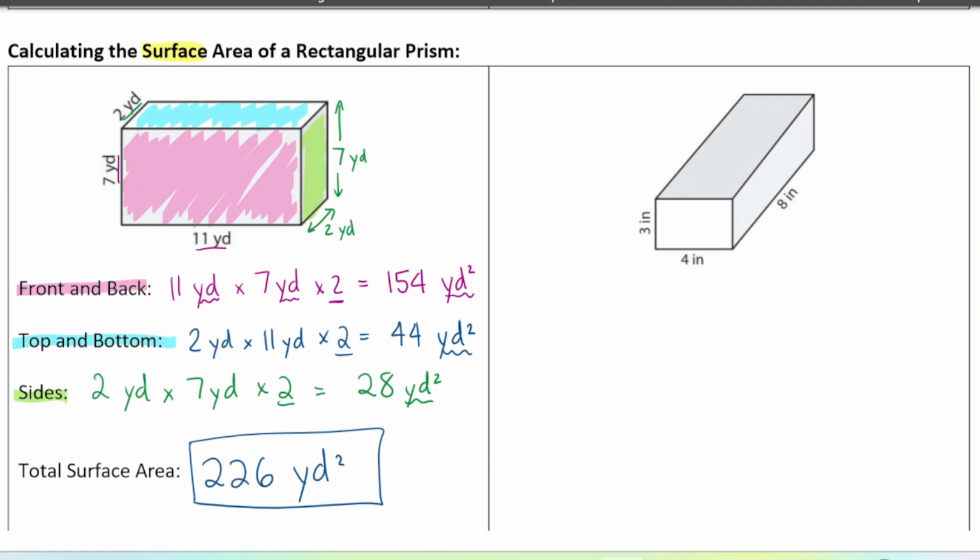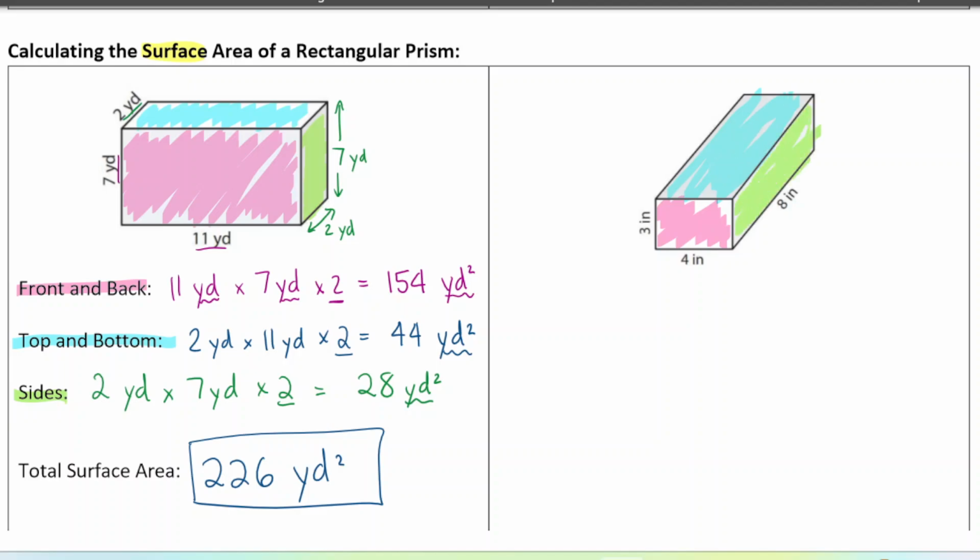Okay, let's do this one. You could pause the video here if you want and try on your own, or you could do it with me. We have a front and a back. We have a top and a bottom. I'm going to use the same colors. And then we have a left and a right side that we'll do.